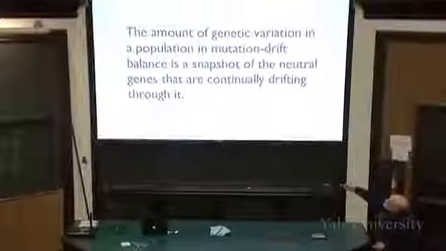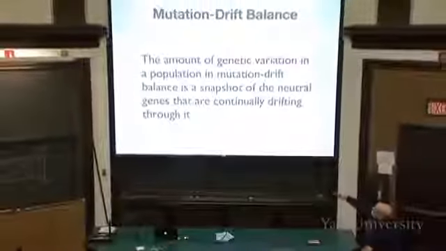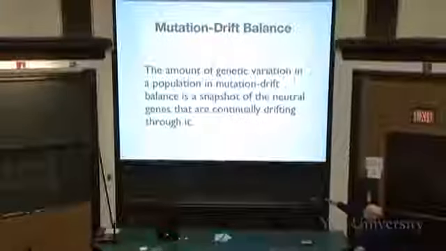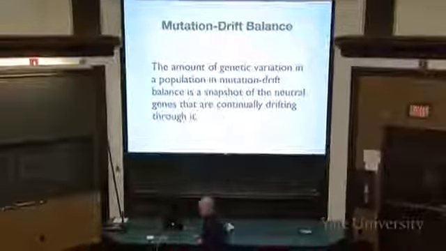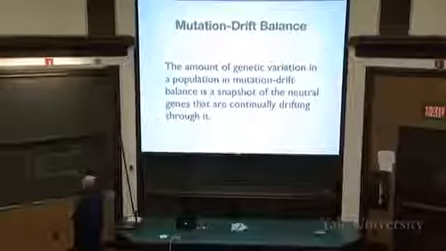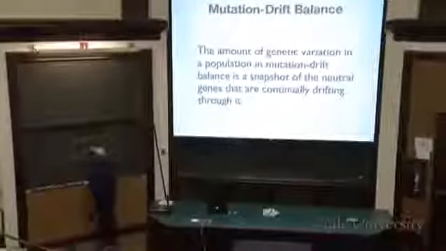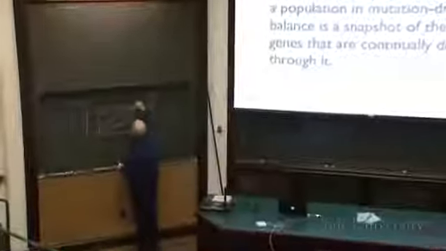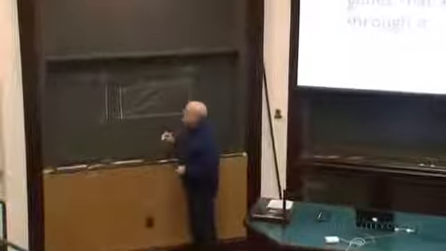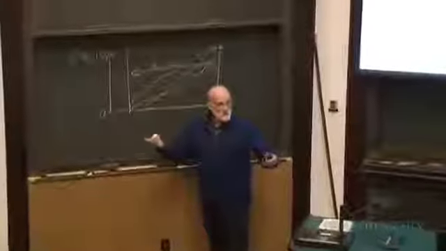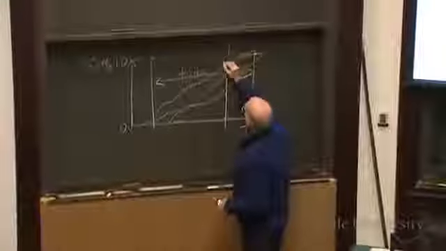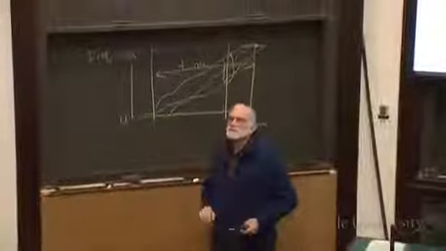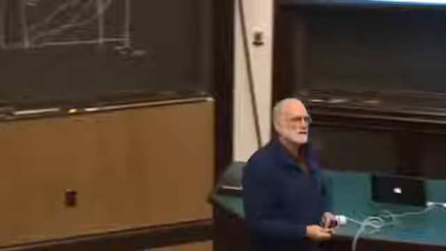So that's the basis of a mutation drift balance. The amount of genetic variation in a population in a mutation drift balance is just a snapshot of the genes that are moving through it. If I were to go back to this diagram and I were to put more genes into this process, and I were to ask you to go out and take a sample out of a population at any given time, you would take the sample at some time, and you would tell me that's how many genes we have. That's how many are moving through, okay?